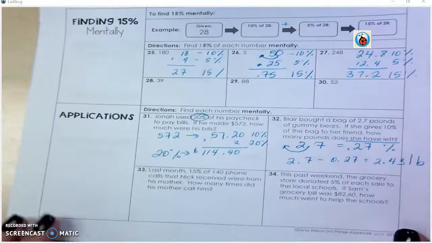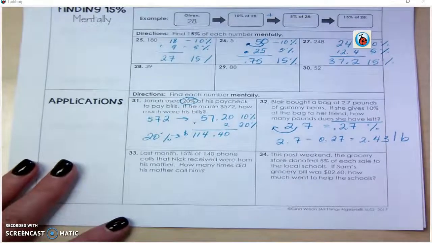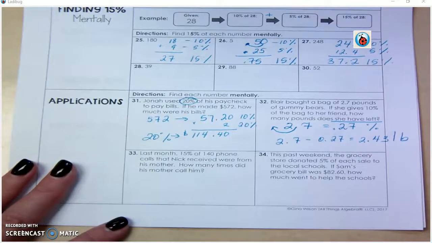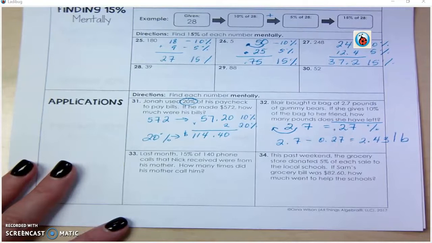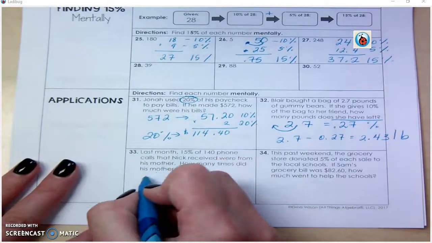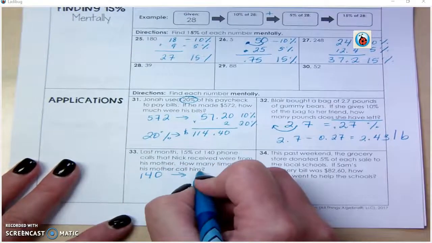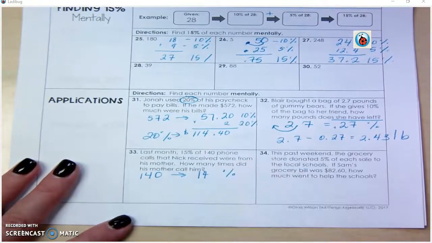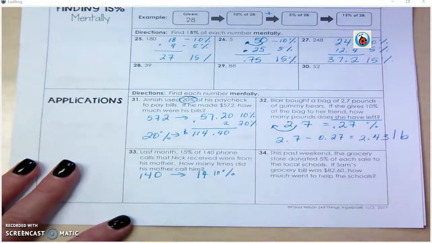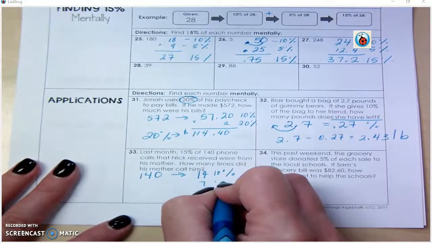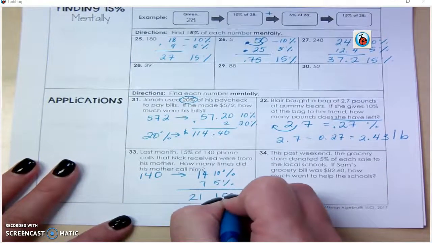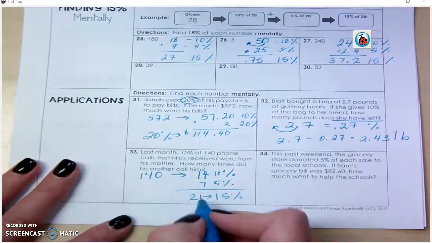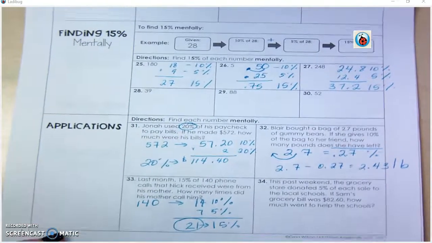All right, let's take a look. 5 and 15%. Let's take a look at these. Last month, 15% of the 140 phone calls that Nick received were from his mother. How many times did his mother call him? So for 140, 14 is 10%. 7 is 5%. So 21 would be 15% of the phone calls. So 21 times. You call 21 times.